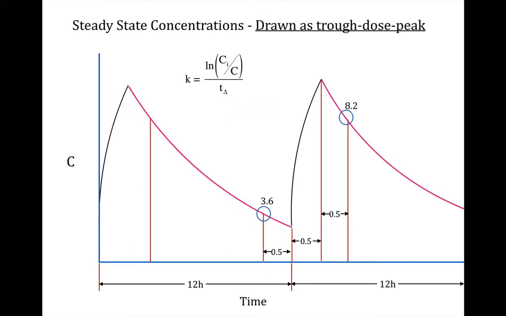So what do we do when we have steady-state concentrations drawn as trough, give a dose, and then peak? Well, the first thing we need to decide and understand is that at steady state, the rate in equals the rate out, and it's assumed that one curve could be laid upon the next curve in the dosing interval. So what we would assume then is that the peak in the previous interval would be the same as the peak in the next interval, or the trough in the previous interval would be equal to the trough in the next interval.